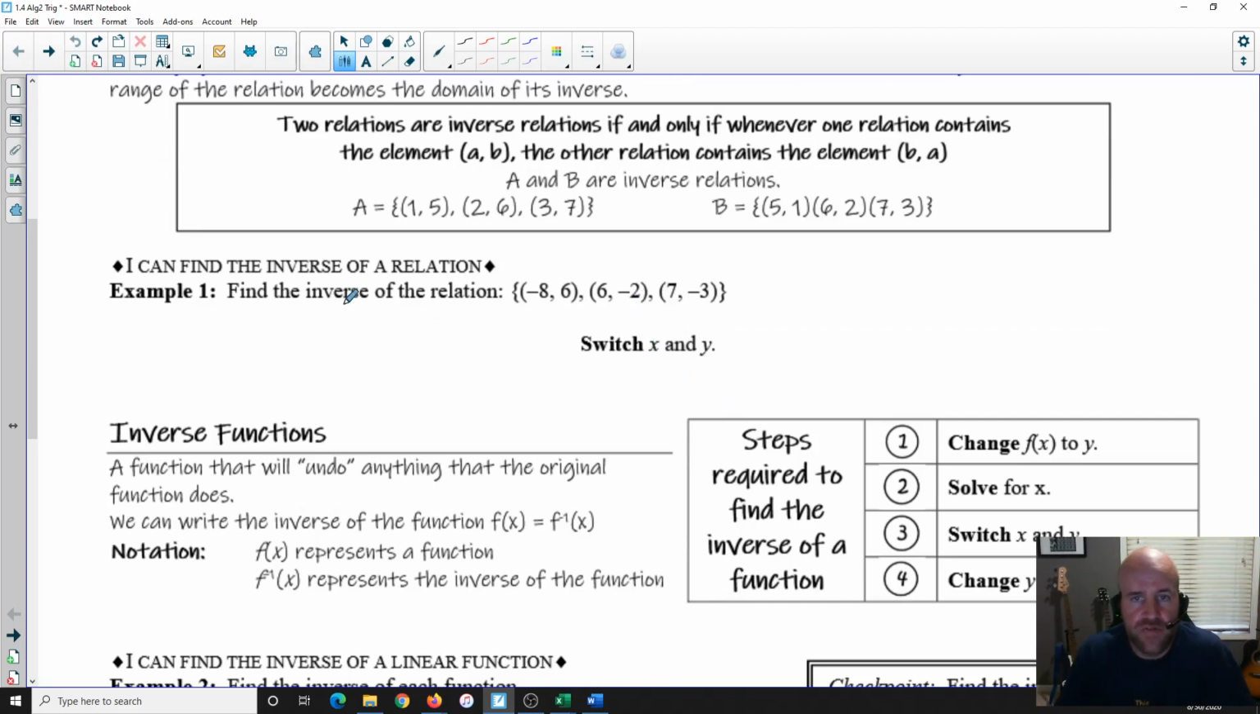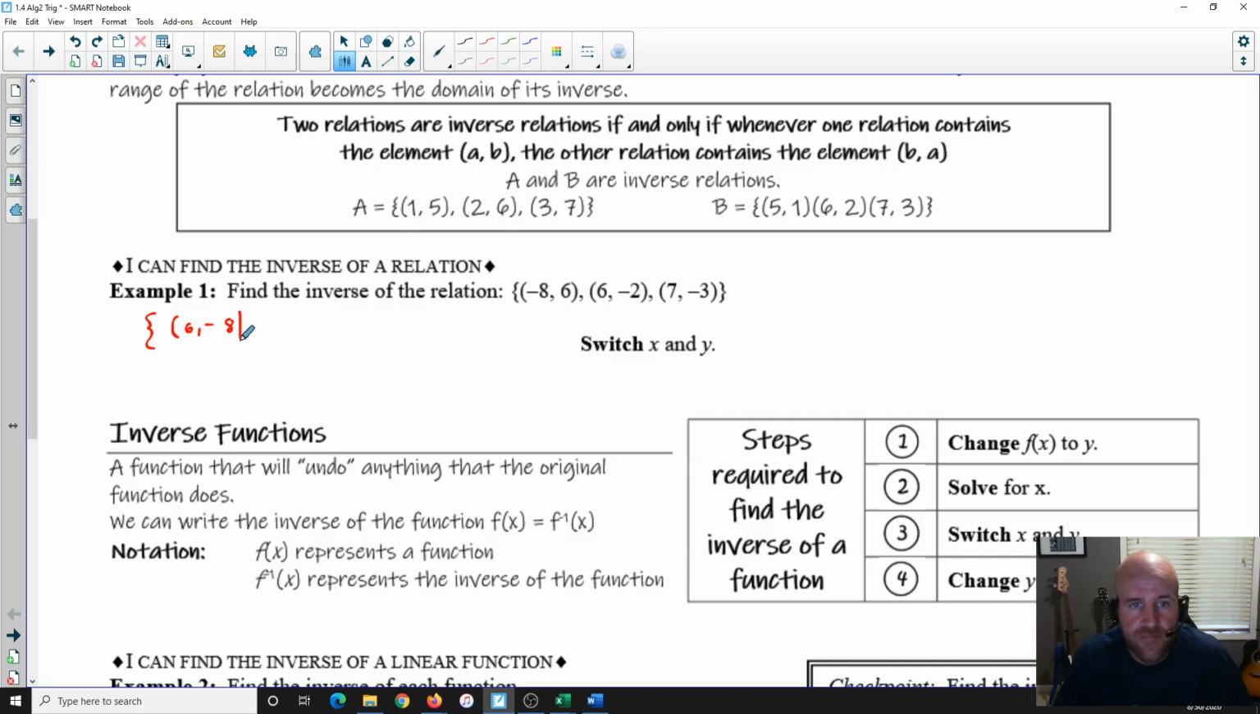So all we're doing is switching the x's and the y's. This bracket here just shows a set. That's what that means. It's a set of ordered pairs. So we're going to take negative 8, 6, and we're going to flip the x and the y. So it becomes 6, negative 8.